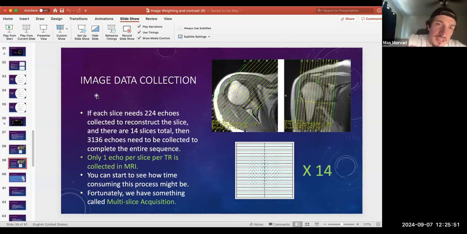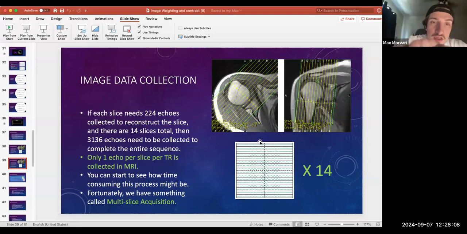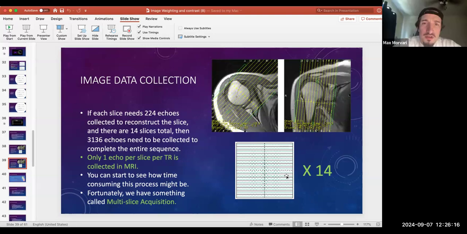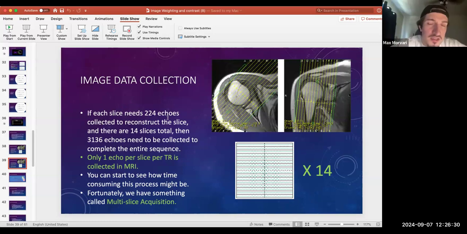So each little slice on that right there is the multi-slice acquisition, right? We'll talk about that in just a second, but each one of these slices is a different image that we're planning through the shoulder here. And each one of those images has its own K-space. And each K-space has many different echoes to generate an image. Each echo is literally an echo that we collect with a particular TR and TE to generate the contrast that we desire.